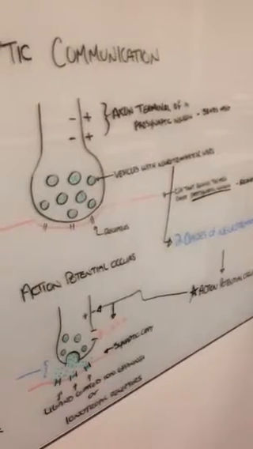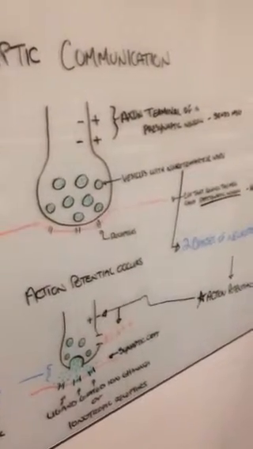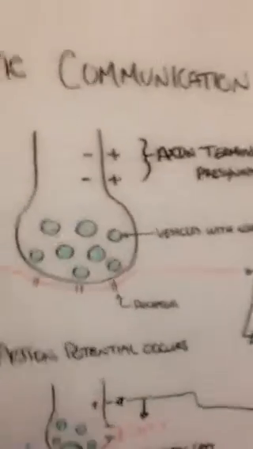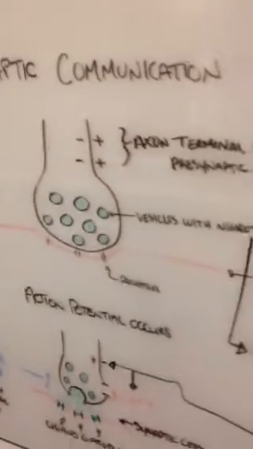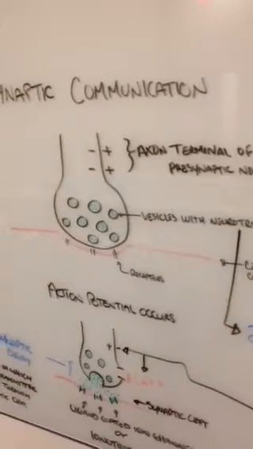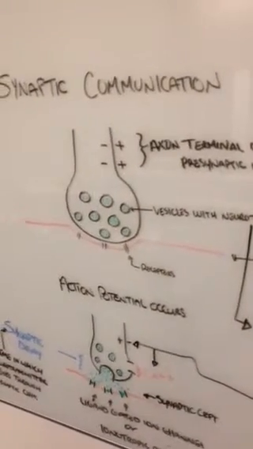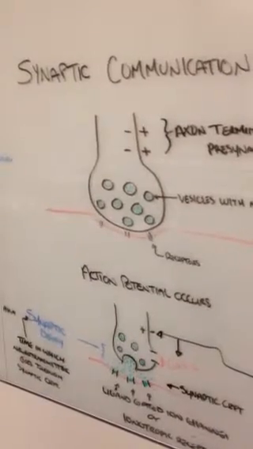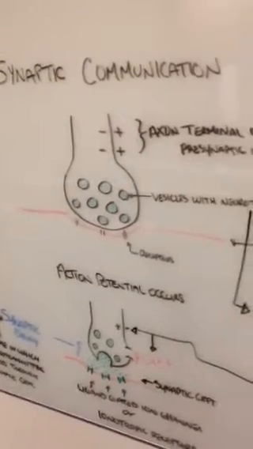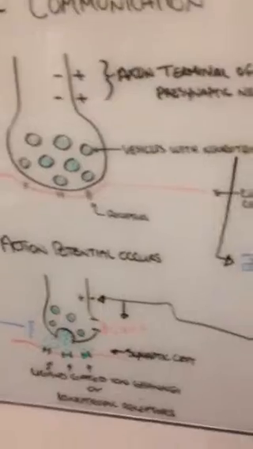The first is excitatory, in which both sodium and calcium go into the cell, causing depolarization, thus promoting action potential. The second is inhibitory, in which chloride flows into the cell and potassium flows out, causing hyperpolarization, which then suppresses action potential.